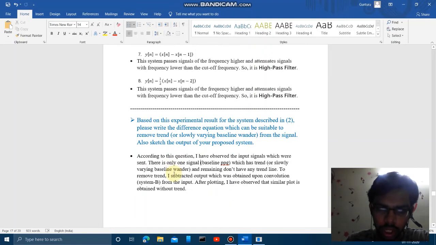According to this question, I have observed the input signals which were sent. There is only one signal, that is baseline PPG, which has a trend, and the remaining don't have any trend line. To remove this trend, I have subtracted the output obtained upon convolution with system B from the input. After plotting, I have observed that a similar plot is obtained without the trend.